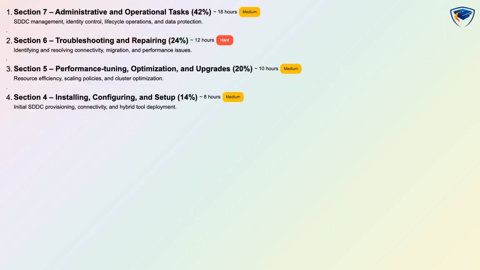Section 7 Administrative and Operational Tasks covers 42%. Section 6 Troubleshooting and Repairing is 24%. Section 5 Performance Tuning, Optimization, and Upgrades is 20%. And Section 4 Installing, Configuring, and Setup is 14%. Each domain includes topics, difficulty levels, estimated study hours, and the assessment types you should expect.